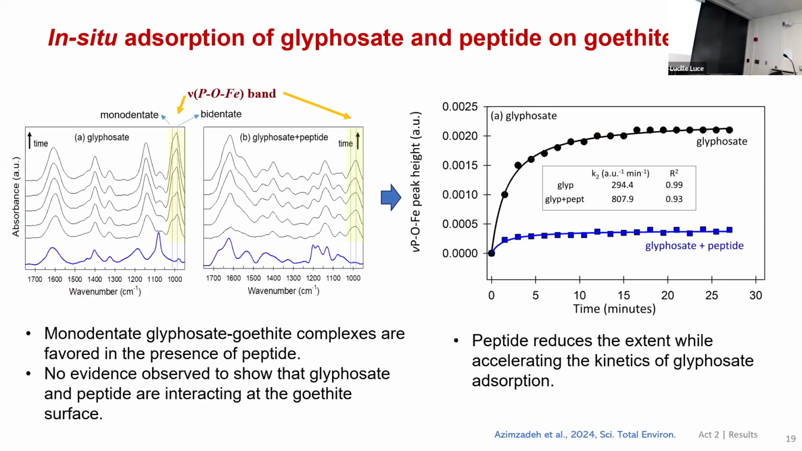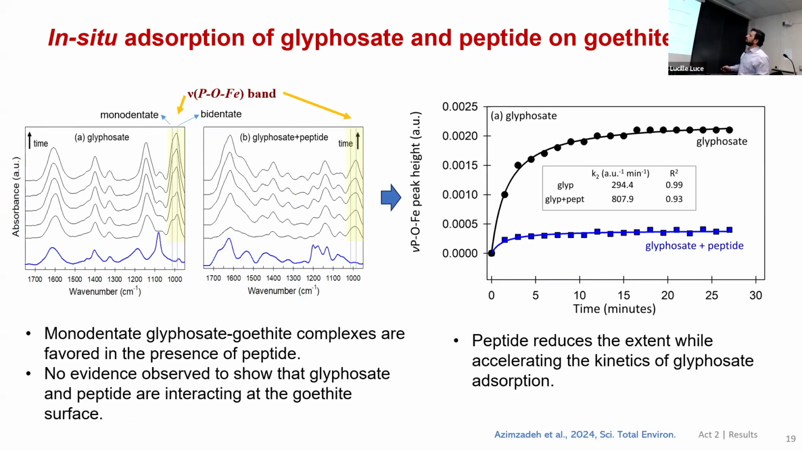What about the surface? I looked at glyphosate peptide adsorption spectra to know how peptide can change the adsorption rate and capacity, and also how it changes its complexation.